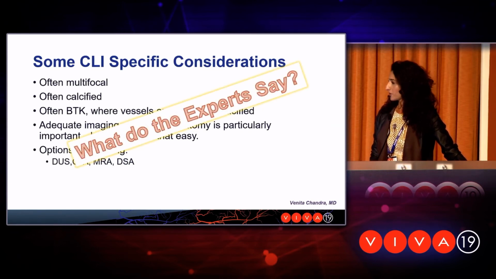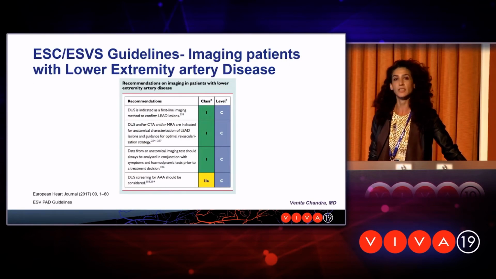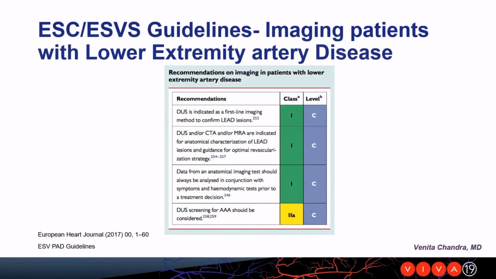We've heard that following guidelines is helpful, so let's look at the guidelines. This is one guideline, the ESVS Guidelines, specifically looking at recommendations for imaging patients with lower extremity artery disease, and here's what they recommend. Duplex ultrasound, and/or CTA, and/or MRI. I'm not sure that helped that much.